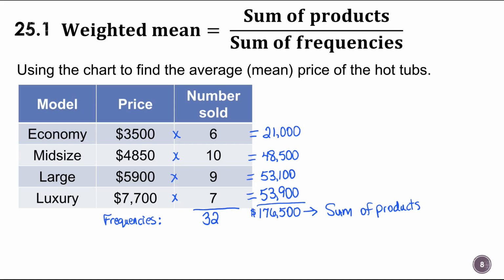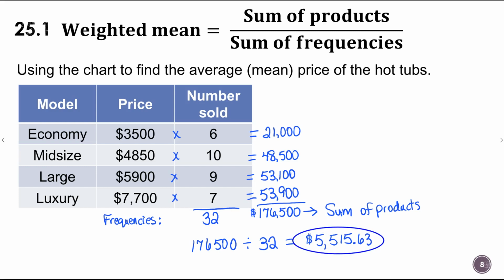The way this is written, like a fraction, the top of the fraction is divided by the bottom of the fraction. So I'm going to write that out: 176,500 divided by 32. And we get 5,515.63. We're just going to leave that in that form and not round it at all. It's dollars and cents, right? For this example, it makes the most sense to just leave it exact. All right, weighted mean. Okay.